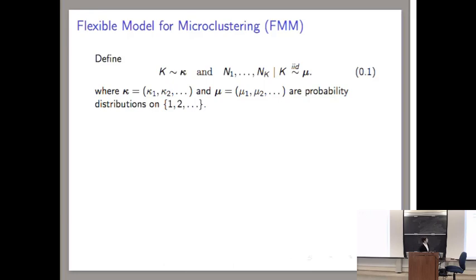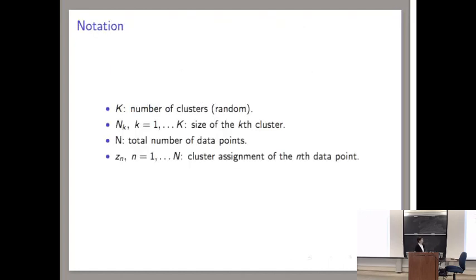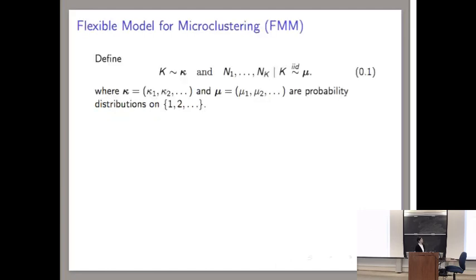Okay, so we've defined these flexible models for microclustering. We're defining this in a very general framework. We're going to let K come from some distribution kappa, and N1 to NK given K be IID from a distribution. Remember, K is the number of clusters, and N sub K is the size of the kth cluster. All we've done is remove clusters of size 0, so we simply truncated everything.